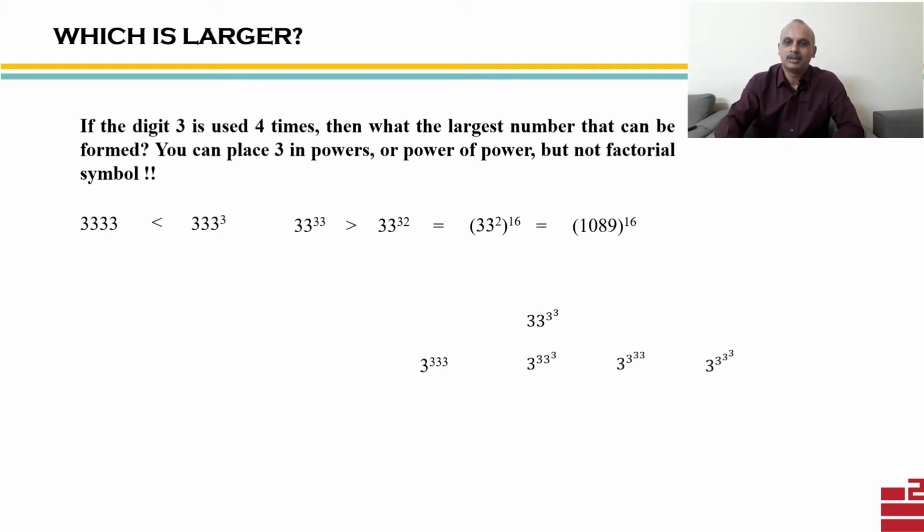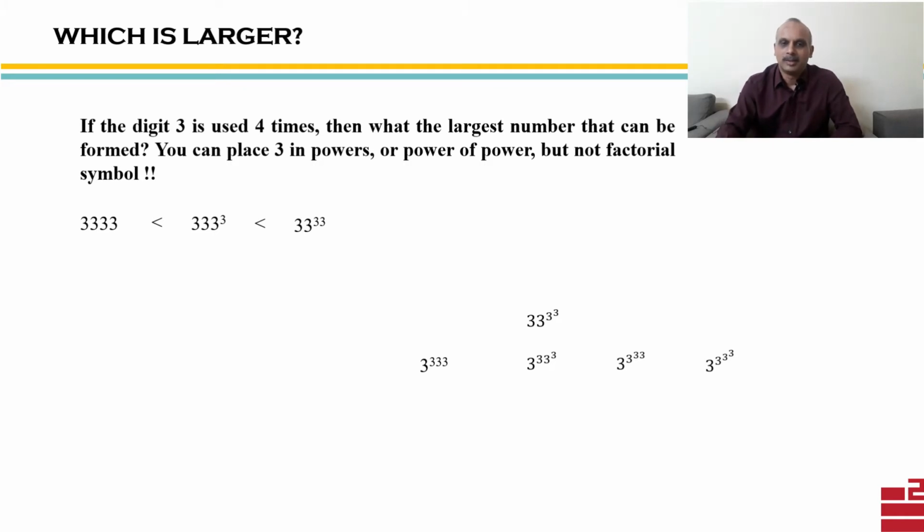And do we not know that this is definitely more than 333 cube? Why? Because base was 1089 and now it is 333, so base has decreased, and power also is going down from 16 to 3, it has decreased. Therefore 333 cube is definitely less than 1089 to the power 16, and so it is less than 33 to the power 33. So we arrange these numbers accordingly, and we now have 4 times 3 is less than 333 cube, which is less than 33 to the power 33.